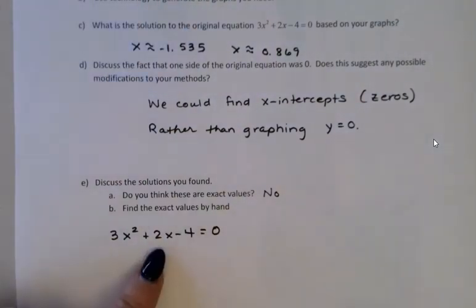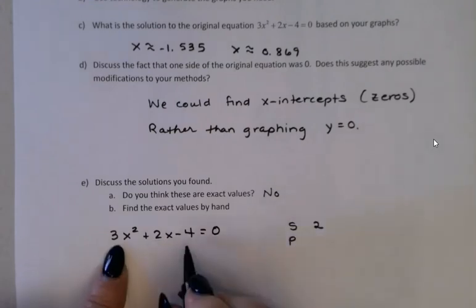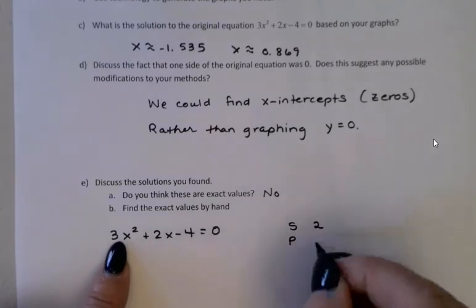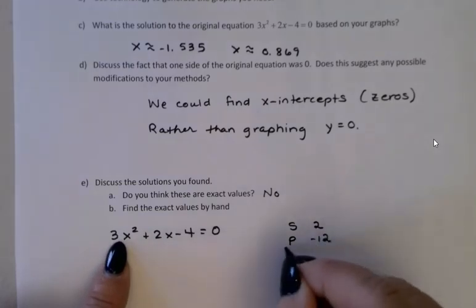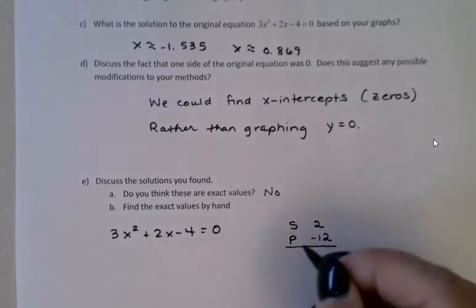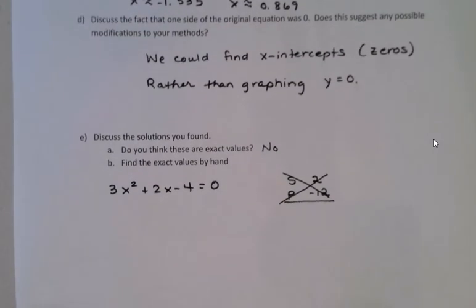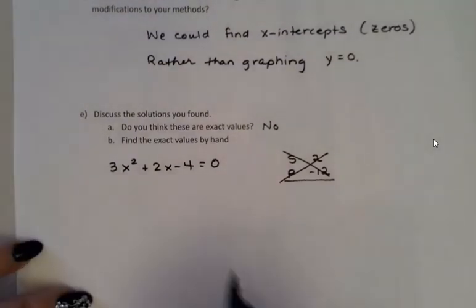And if I'm thinking of factoring that, I would need a sum of 2 and a product of -12. I need the A times C method here for my sum product. And I don't think that's going to work. 1 times 12 won't do it. 2 times 6, 3 times 4. None of those are going to give me a sum of 2. So factoring is not a good option here, or not an option at all. Let's use the quadratic formula.